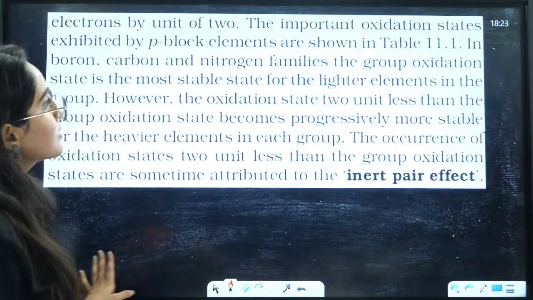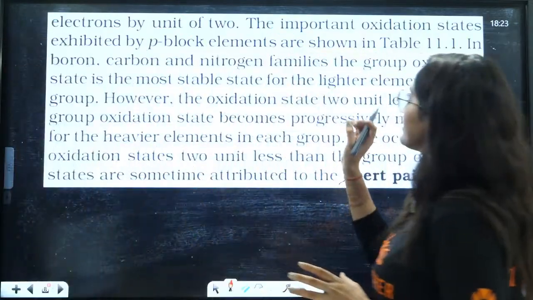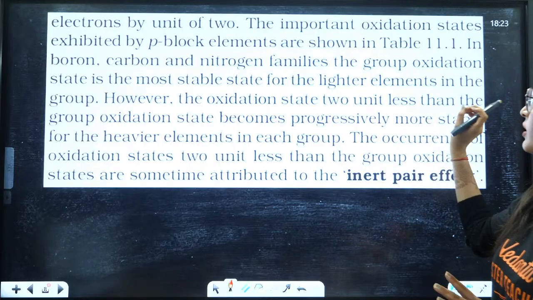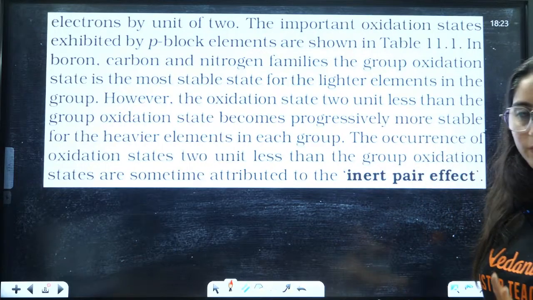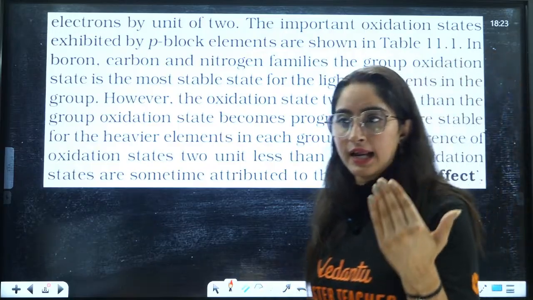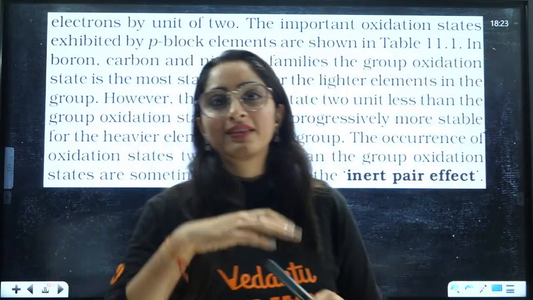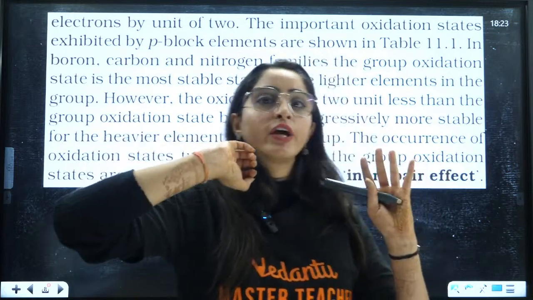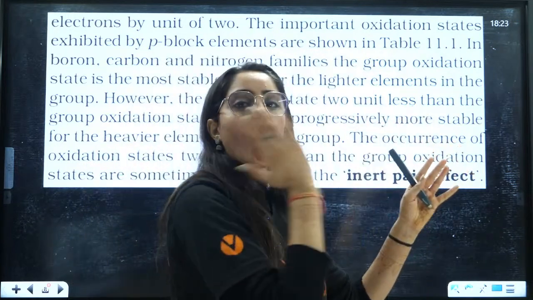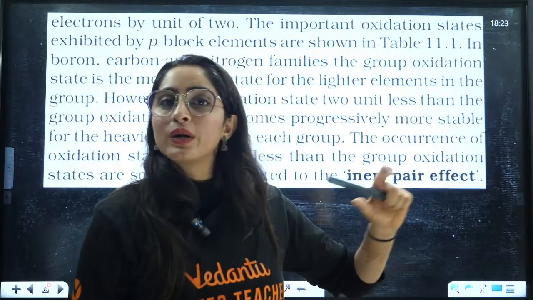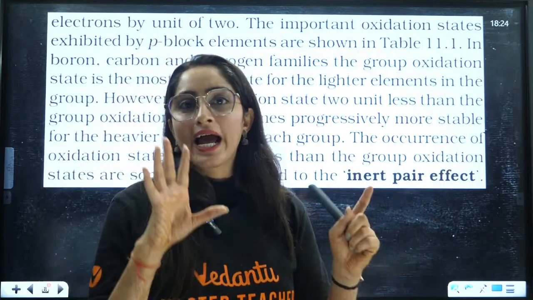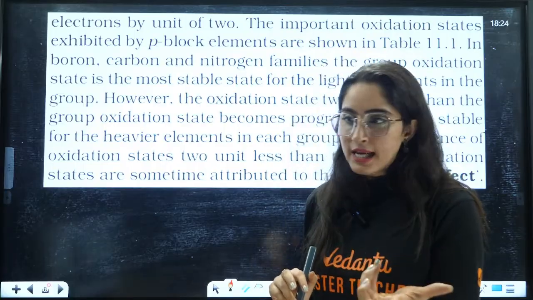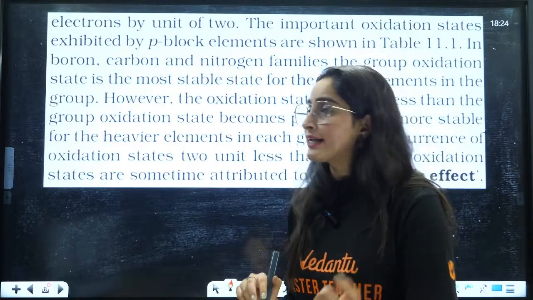Okay. Next is, in boron, carbon, nitrogen families, the group oxidation state is most stable state for lighter elements in the group. Now they are saying the lighter elements. For lighter elements, tell me one thing, down the group size increases or decreases? When we are moving along the period, the size will decrease. Down the group, size will increase. That means the first element is the lightest element, right? The first element is the lightest element.